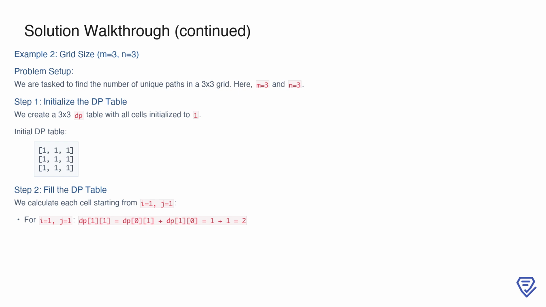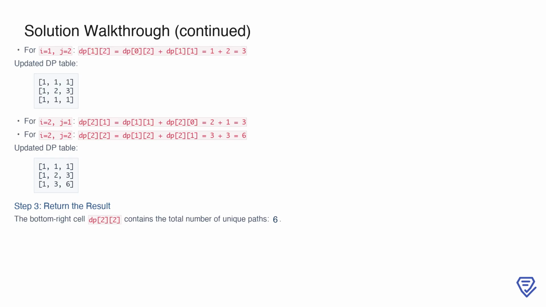For this cell, dp[1][1] is the sum of dp[0][1] and dp[1][0], which equals 1 plus 1 equals 2. Next, we calculate the value for the cell at row 1, column 2. Here, dp[1][2] is the sum of dp[0][2] and dp[1][1], which equals 1 plus 2 equals 3. This updates the dp table to 1, 1, 1, 1, 2, 3, 1, 1, 1.